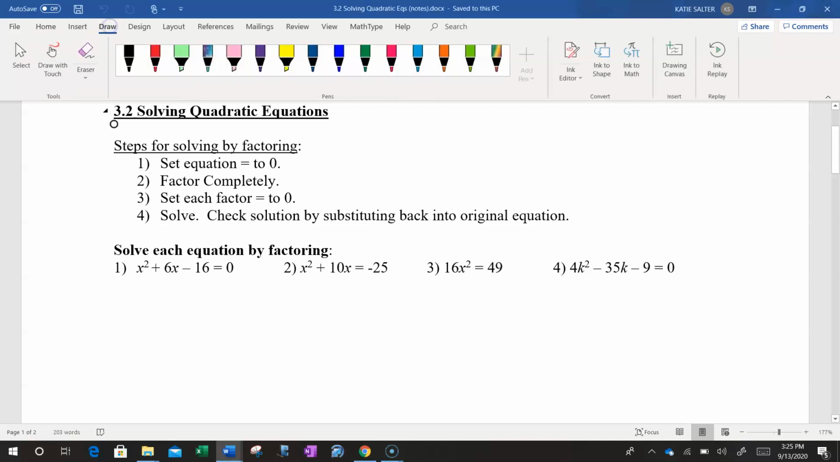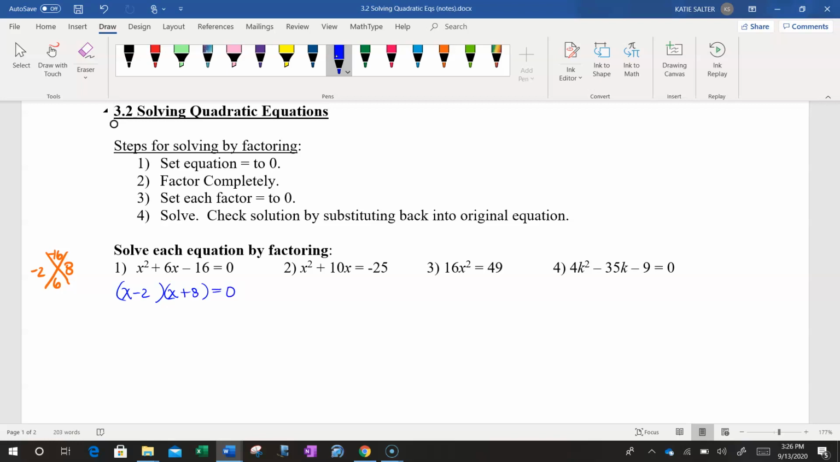So starting with this first example right here, this is a trinomial. It does not have a greatest common factor, and it has a leading coefficient of 1. So the next step is we would create our sets of parentheses. We're going to put an x in front of each one because x times x is what gives us x squared. And then we are looking for the two numbers that multiply to -16, but add to +6. And so those factors would be -2 and +8. So we pop those in there, -2 plus 8, and this is still set equal to 0.